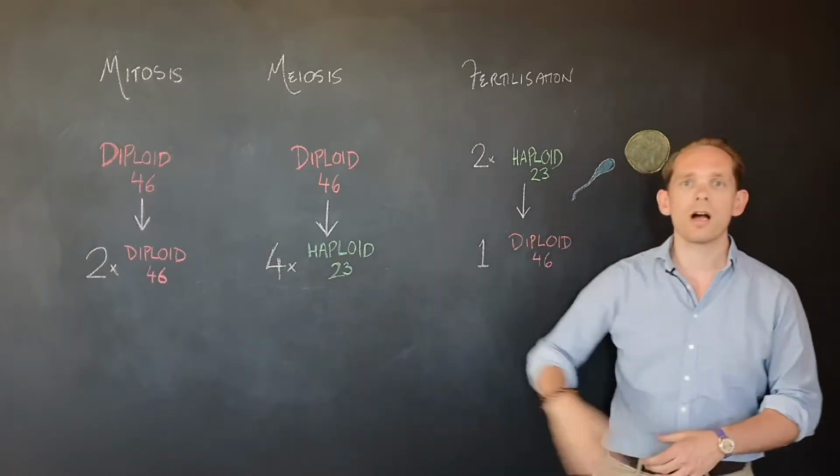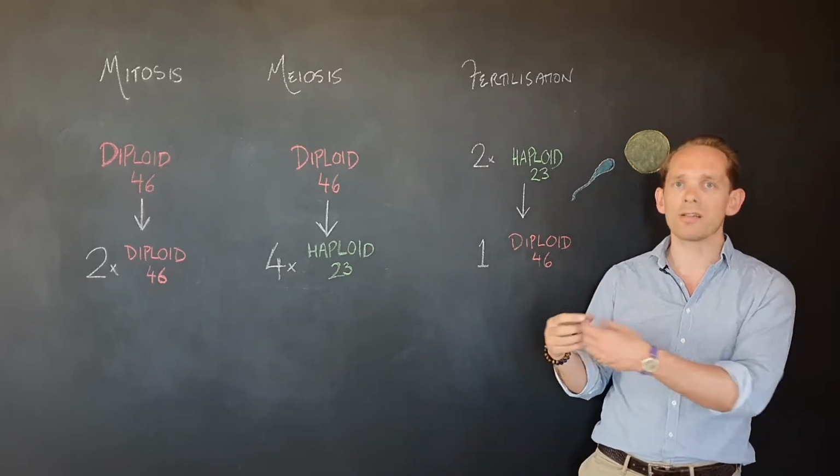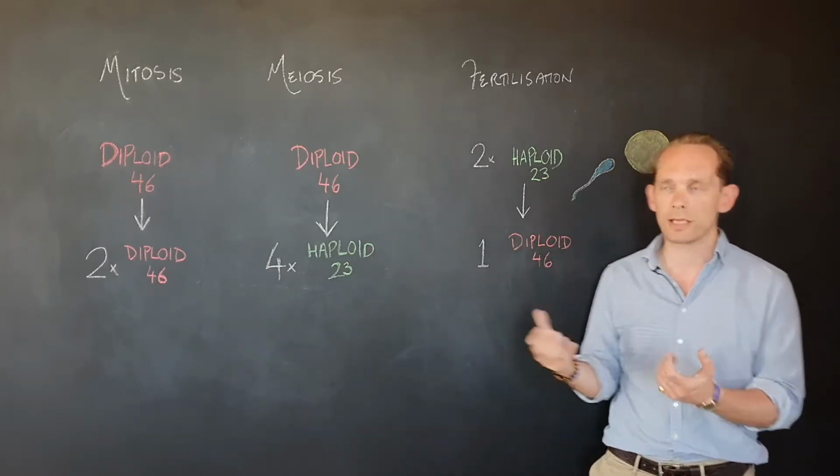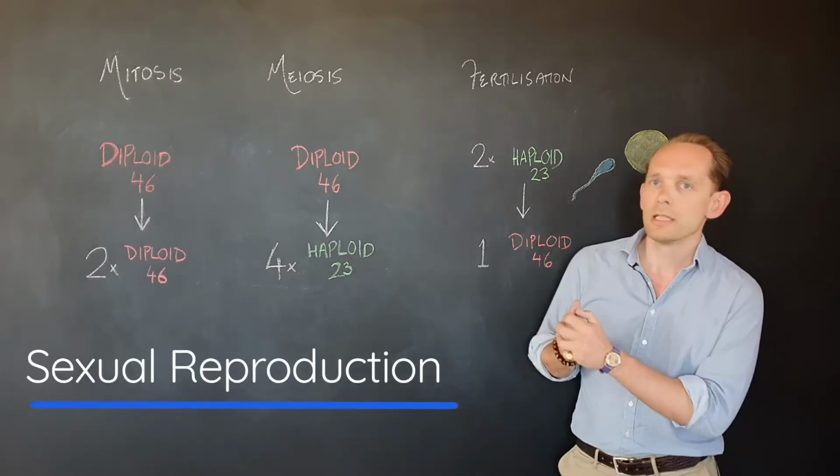Now that results in a high degree of variation. Each of these haploid cells will be probably unique compared to the others, and that's really useful for sexual reproduction.